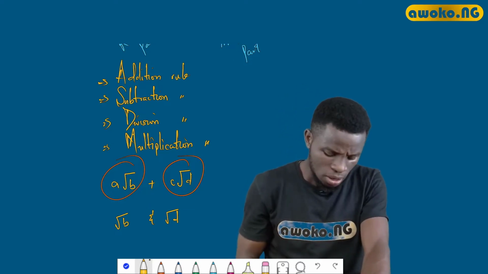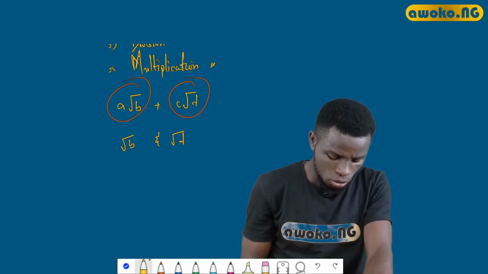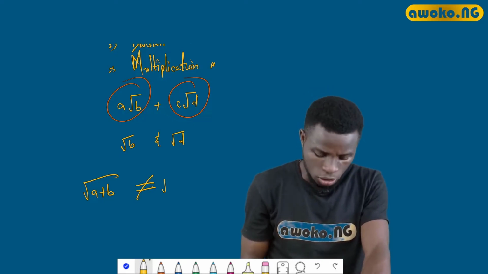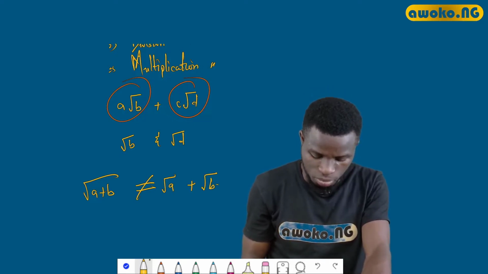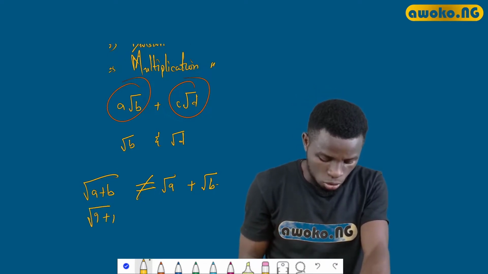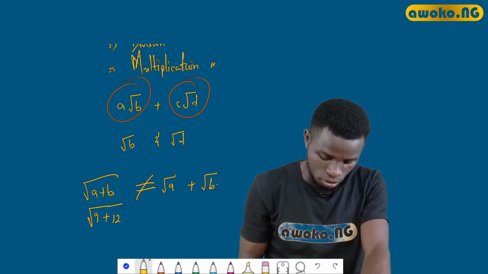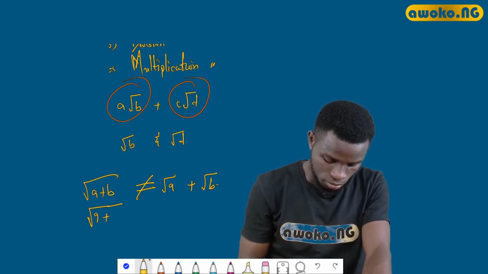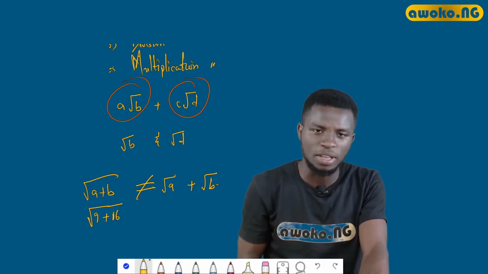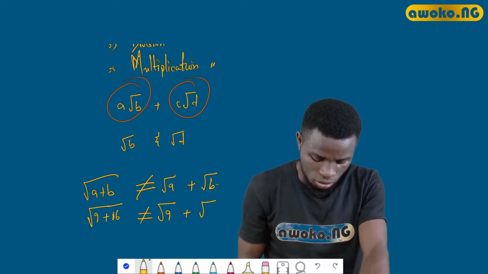Now, the next thing I would like you to know is that the square root of a plus b is not equal to the square root of a plus the square root of b. For instance, let me use the square root of 9 plus 16. The square root of 9 plus 16 would not be equal to the square root of 9 plus the square root of 16.